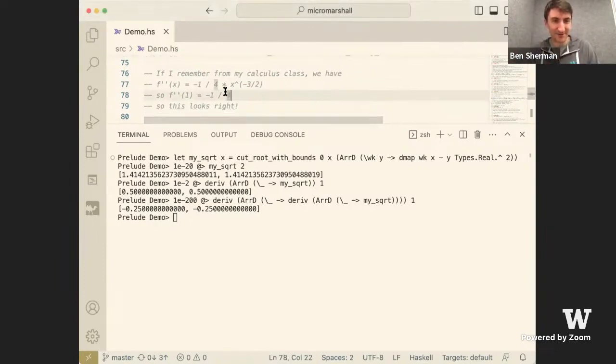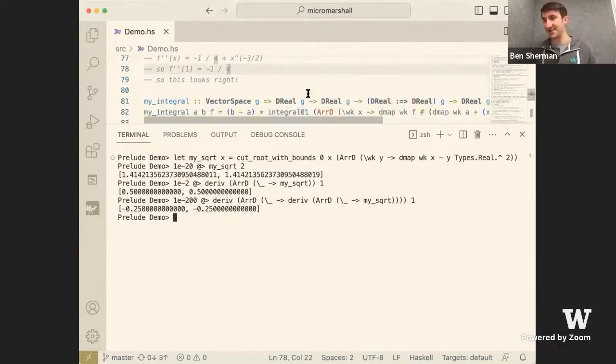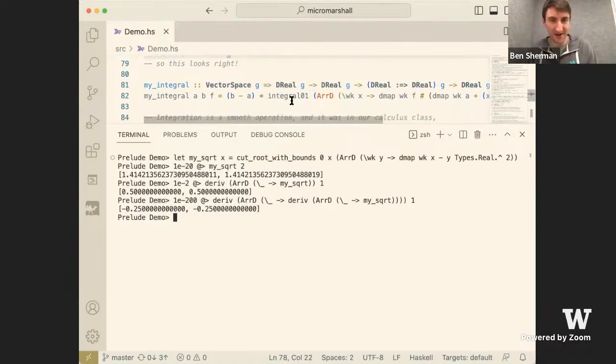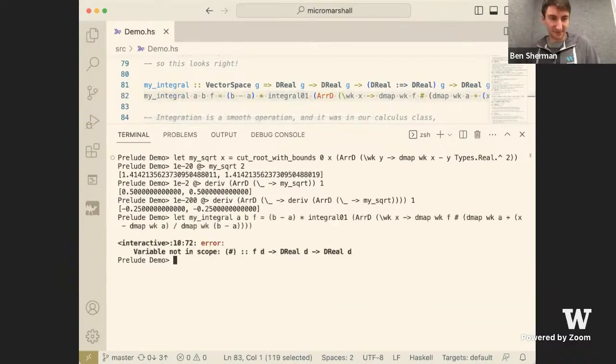Cool. So we do the second derivative. It's -1/4, which matches what I remember doing things symbolically in my calculus class. Nothing symbolic is happening here. It's really all computational. I have an integral 0, 1 function built in that's doing Riemannian integration, and that's a smooth operator too. It's a little inconvenient to have integral 0, 1, so I can build out a function that does an integral from a to b.